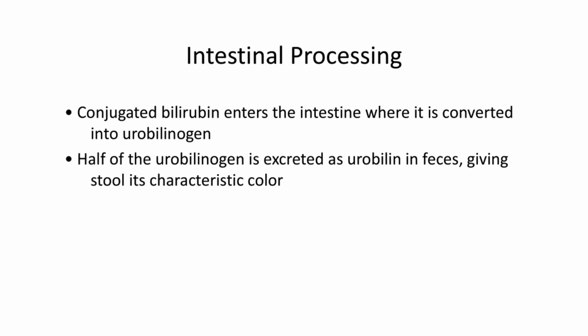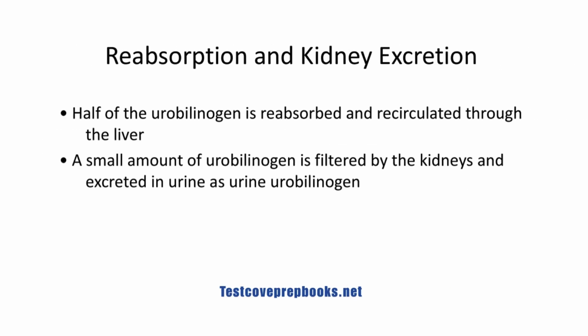The conjugated bilirubin moves into the intestine. Here, it is transformed into urobilinogen. About half of this urobilinogen is excreted in the feces as urobilin, which is what gives stool its typical brown color. The other half of the urobilinogen is reabsorbed and recirculated back through the liver. A small fraction escapes this cycle and is filtered by the kidneys. This portion is excreted in the urine as urine urobilinogen.